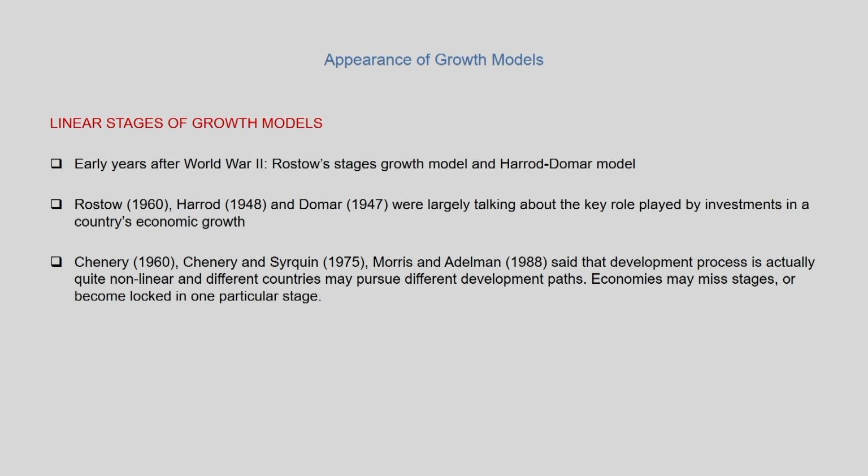The Harrod-Domar model emphasized that massive investments are the most important drivers of economic growth. Harrod was writing in 1948, Domar in 1947. They were largely talking about the key role played by investments in a country's economic growth. They were basically saying that every country needs capital to generate investments, and the principal strategies of development from the stage approach were commonly used by developing countries in the early post-war years.